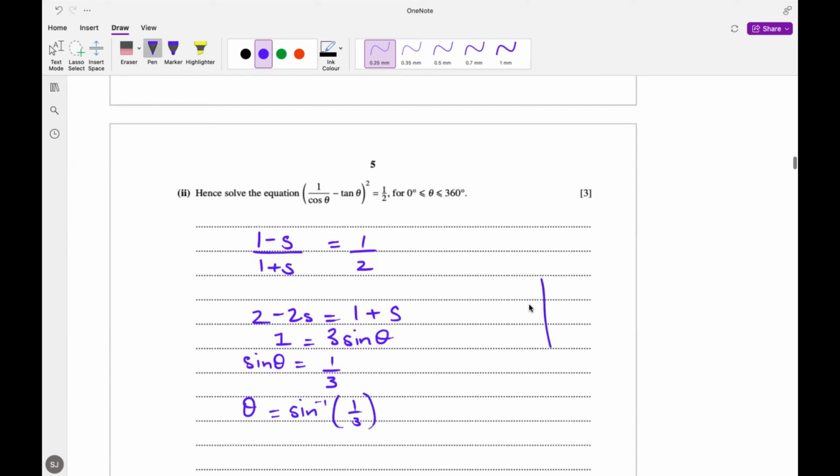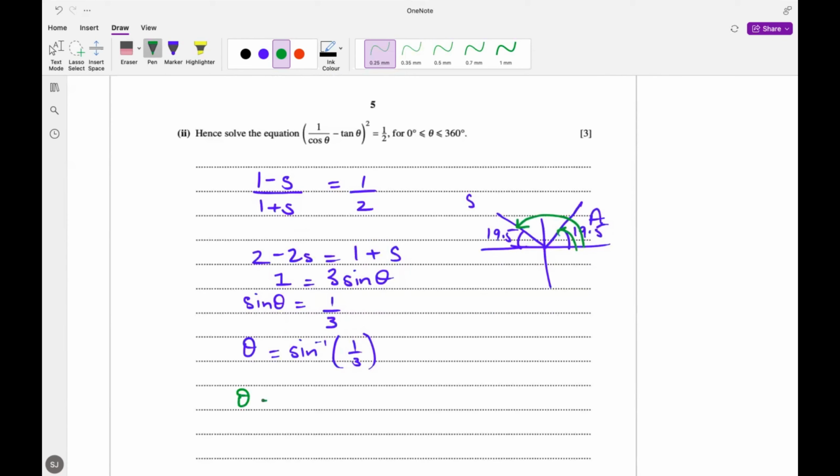Now we know that sine is positive in the first and the second quadrant. So the basic angle that we'll get, after doing sine inverse of 1 upon 3, will be 19.5. So we'll make it in the quadrants where sine is positive. So this angle will also be 19.5. So the two values of theta will be 19.5 and 180 minus 19.5, which is 160.5.